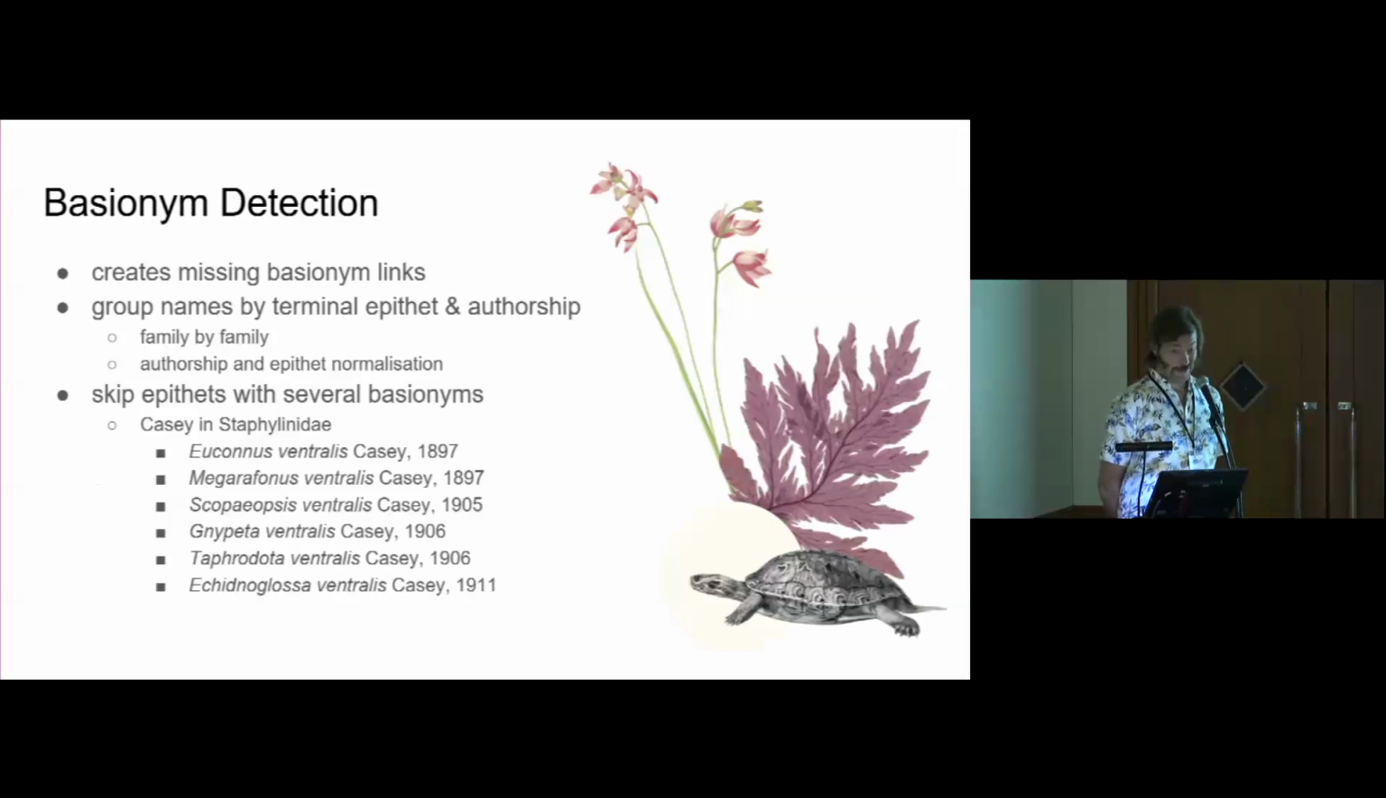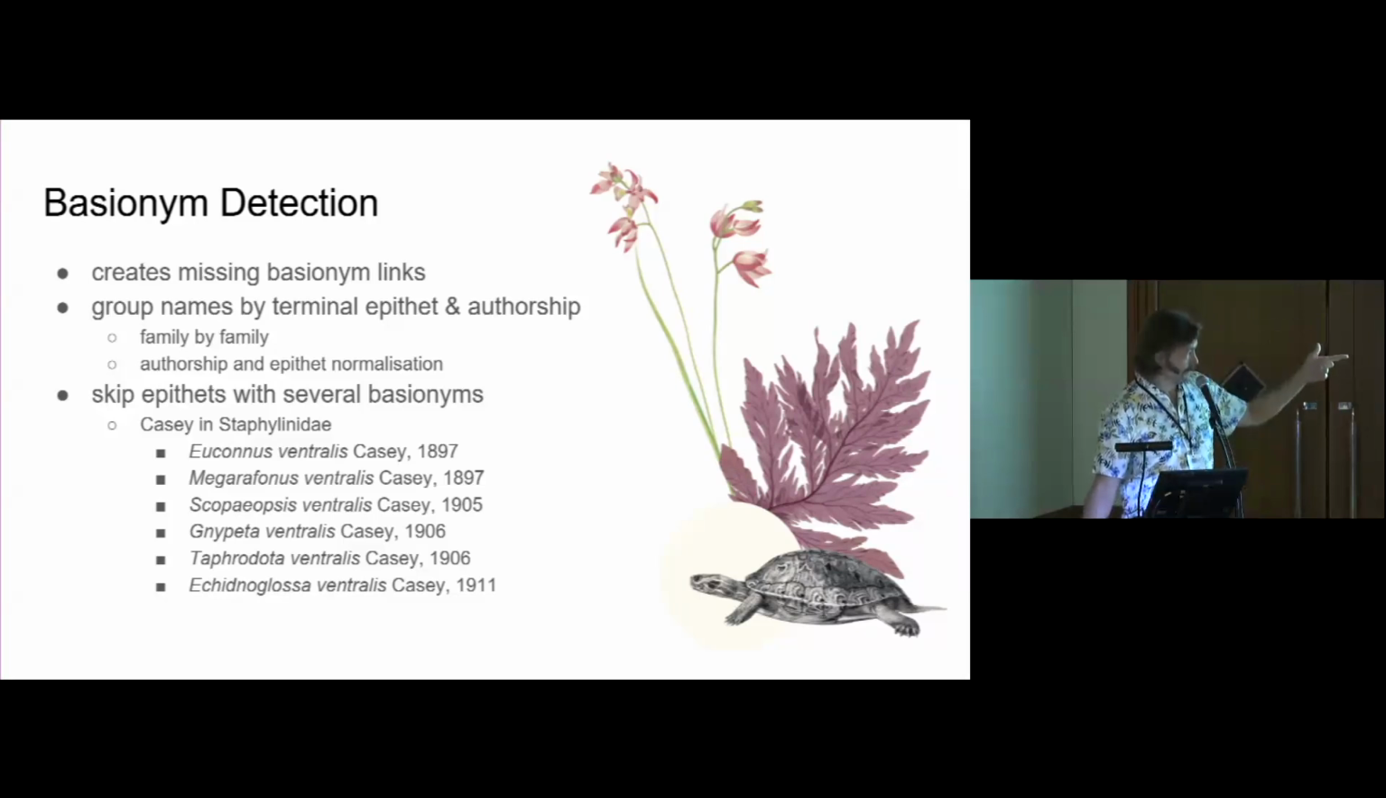So we need to identify basionyms though. We have quite a few lists that give us that relation, but the vast majority is still missing. But you can, as we've seen, or as humans usually do, identify them by the terminal epithet and by looking at the authorship. So we go through family by family at the Catalogue of Life that we've created and compare all the terminal epithets and authorships, group them into what we then think is a potential homotypic group of names, and create that link.